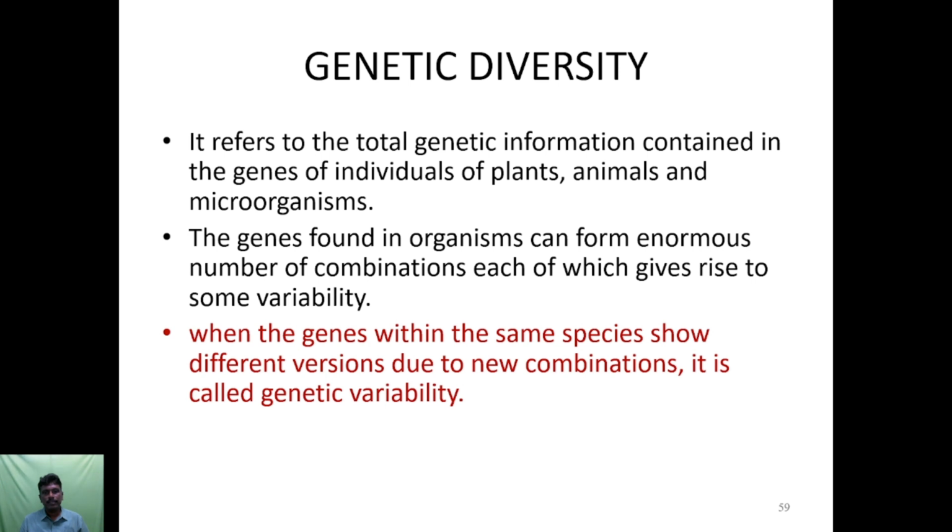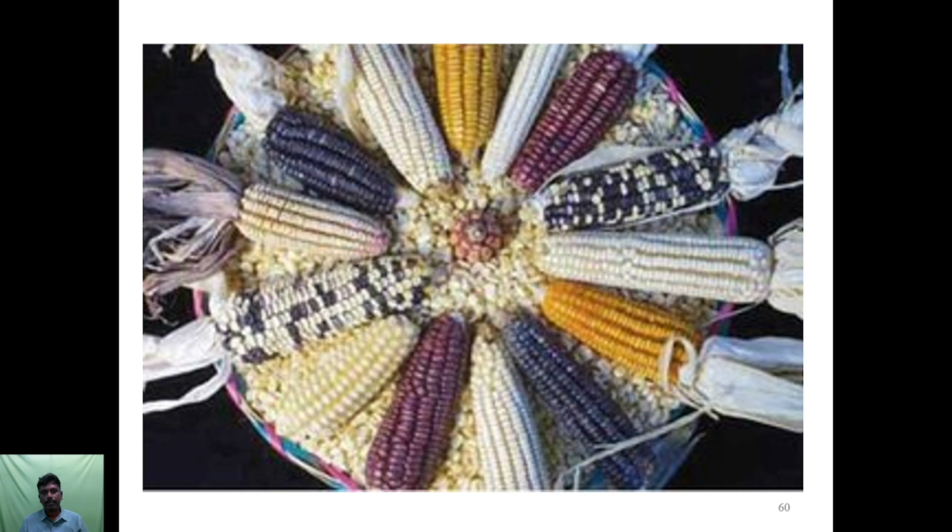So genetic diversity refers to the total genetic information contained in the genes of individuals of plants, animals and microorganisms. The genes found in organisms can form enormous number of combinations, each of which gives rise to some variability. When the genes within the same species show different versions due to new combinations, it is called genetic variability. This is the example.